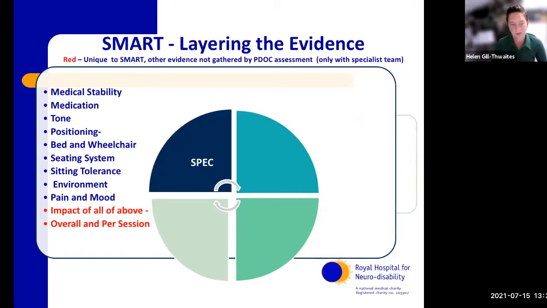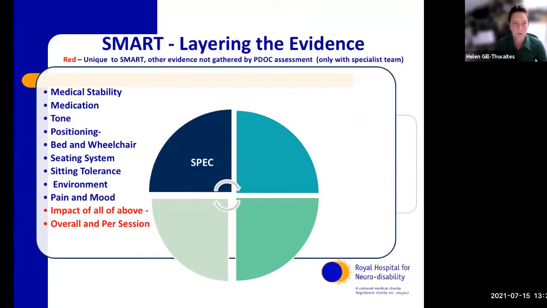So we'll look at the patient's medical stability, and certainly we'll ask the lead doctor to confirm medical stability and readiness for the SMART assessment. We'll look at medication, that they will confirm that the medication they're on isn't unduly going to make them sleepy. We'll also look at their tone. Is there issues about their tone management? For example, if there's some evidence of some upper limb movement, is the tone being managed, or is it something that needs looking at?